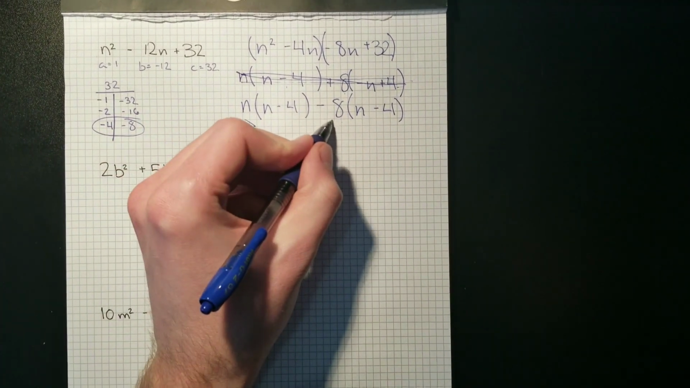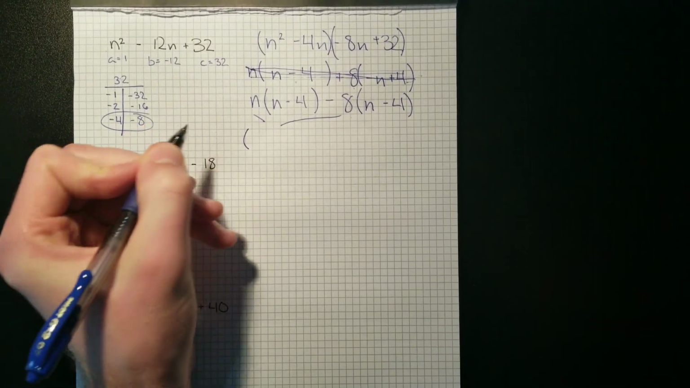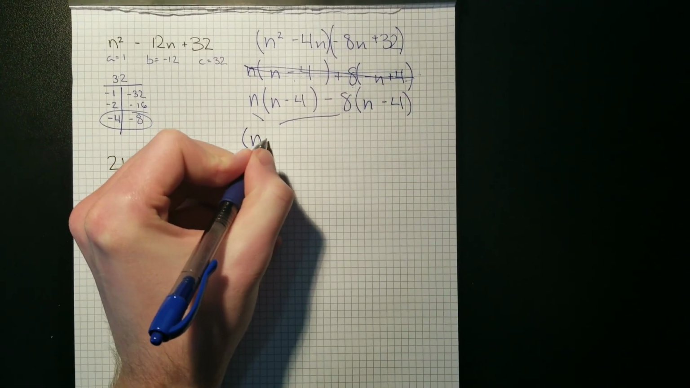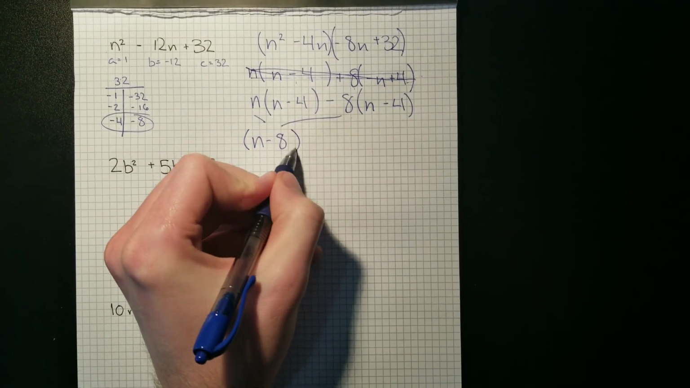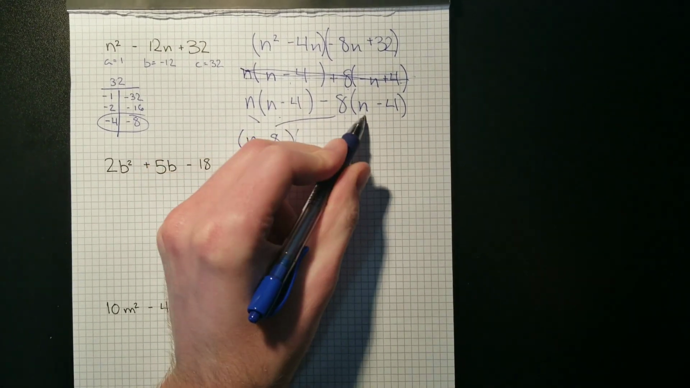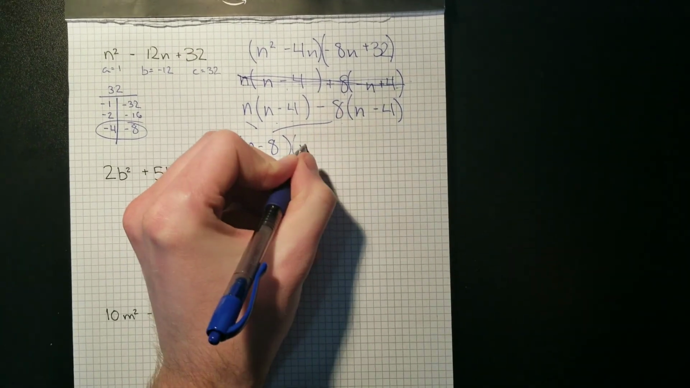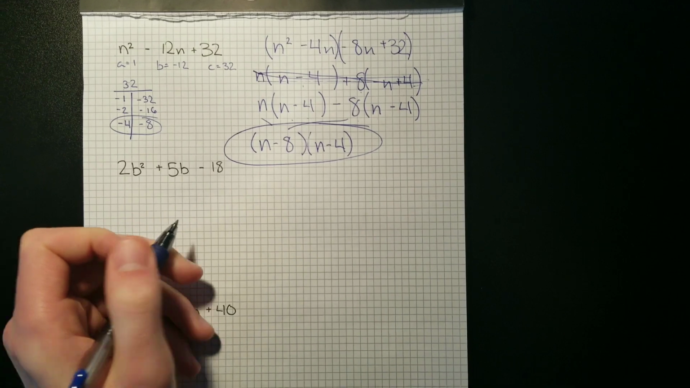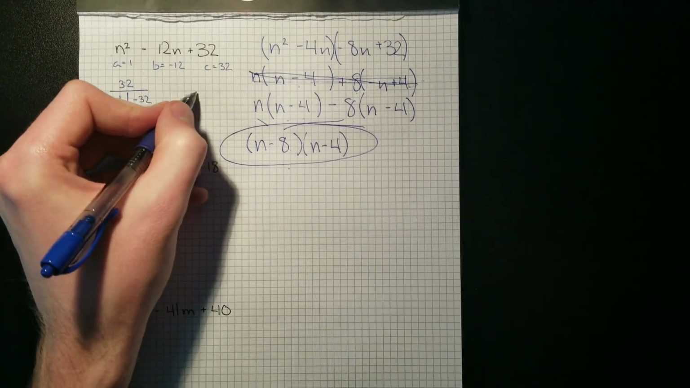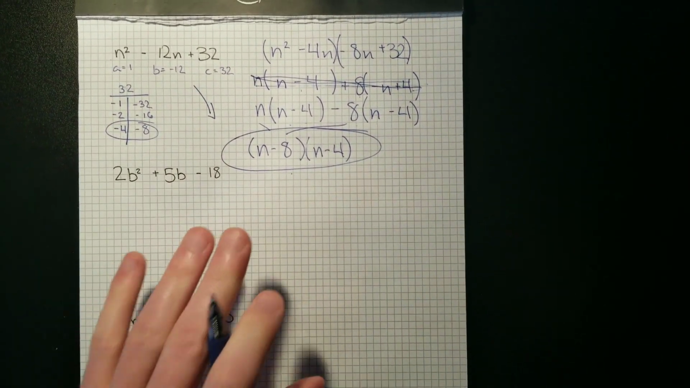We take these two things, the n and the negative 8, we'll make that into a parenthesis. So n minus 8. And in the other parenthesis, we'll write down what is in both of those. So n minus 4. That is our answer. So that's the answer to that one. So that's how that works.